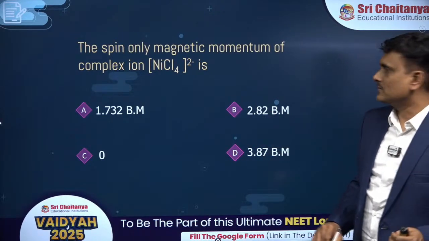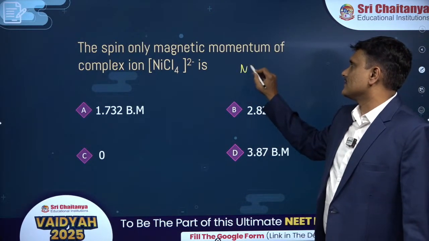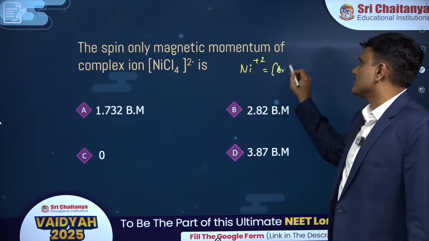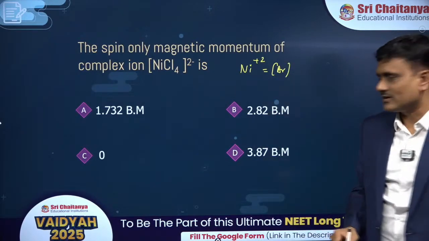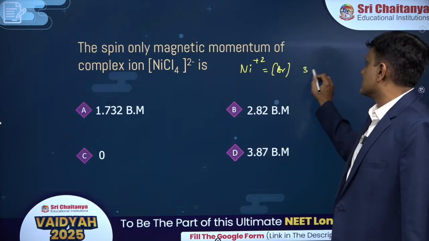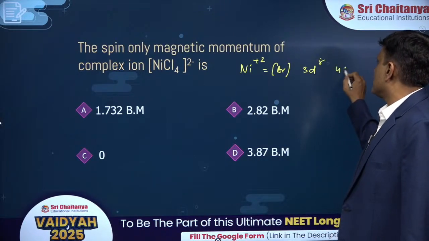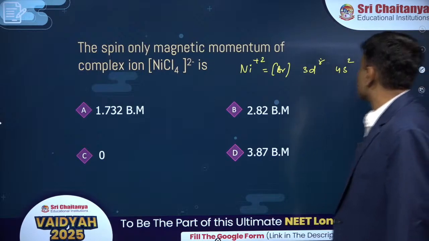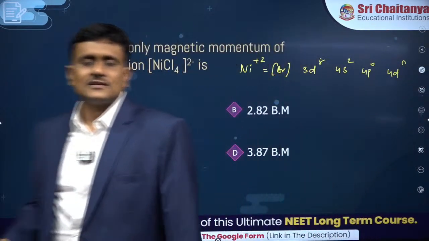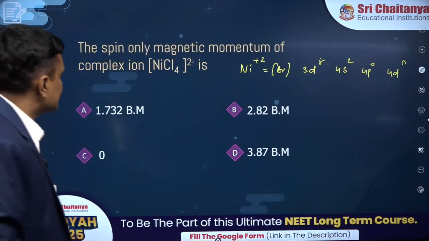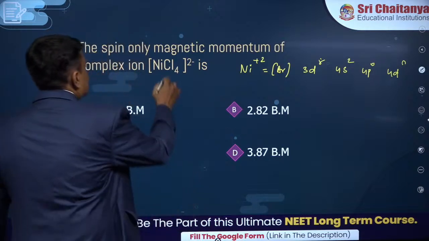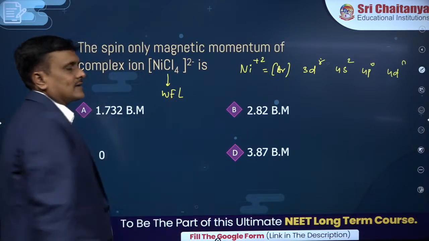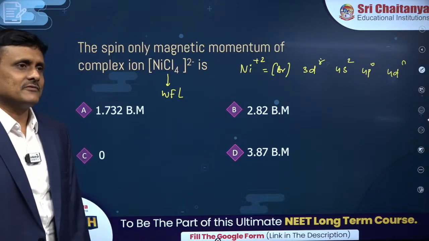How will it be zero, Aman? Let's check, right? Nickel in place 2 is what? Argon. That is 18 gone, right? 3d8, 4s2, 4p0 and 4d0. This is the configuration of the Ni plus 2 that we have with us. And next we need to check that it is a weak field ligand, right? Weak field ligand.